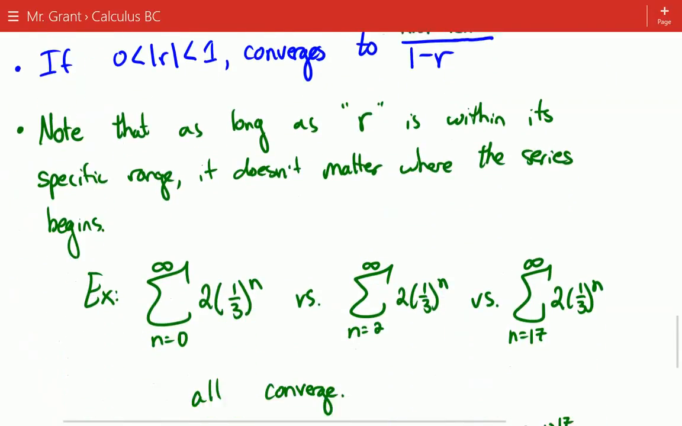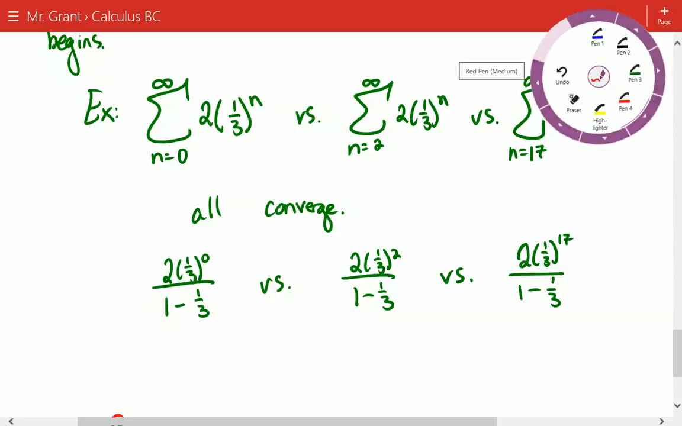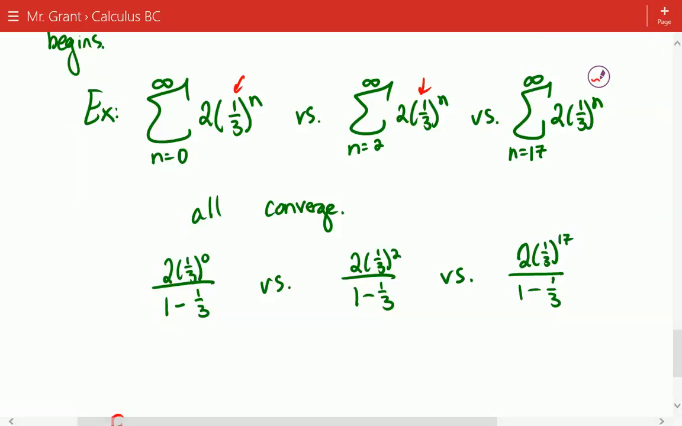And I have a couple examples down here, right? We have the same sequence. Remember, this is your sequence. The thing that makes it a series is that summation notation in the front. We have the same sequence, but different limits of summation. Starts at 0, starts at 2, starts at 17. Of course, we should be able to look at it and see that our r value, our common ratio, is 1/3 on each one. 1/3 is clearly between 0 and 1, so all three of these converge.